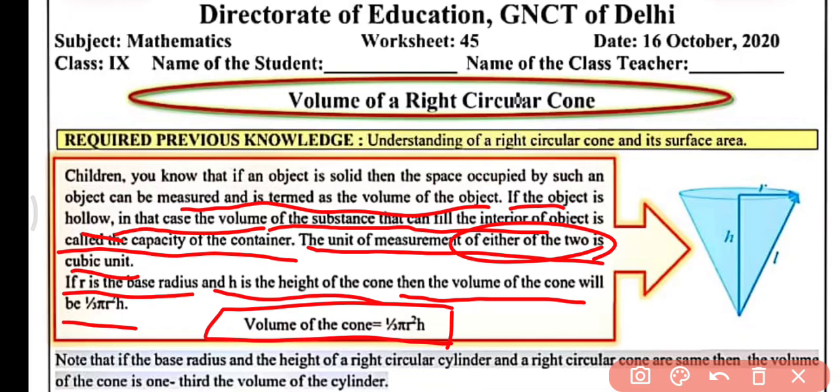So now we will observe that the volume of cylinder is 3 times the volume of cone of same height h and same radius r. Since the volume of cylinder with the height h and base radius r is given by pi r square h, so that volume of cone with the same height h and base radius r will be 1 by 3 pi r square h. So this is the result. So note that if the base radius and height of the right circular cylinder and right circular cone are same, then the volume of cone is 1/3 of the volume of cylinder.